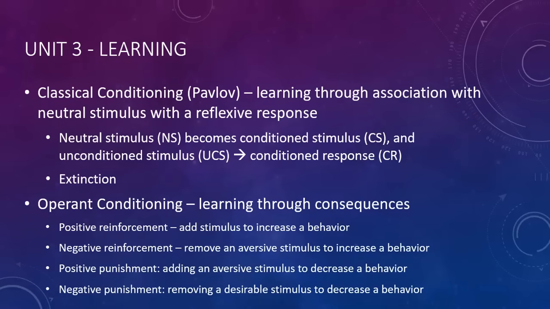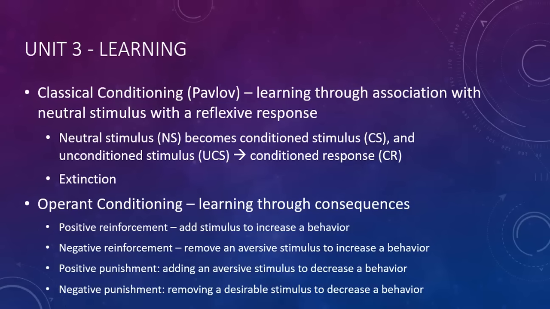All right, also dealing with learning, we have classical conditioning. Of course, you're going to think about Pavlov, learning association with a neutral stimulus with a reflexive response. So again, you're starting with a neutral stimulus that becomes the conditioned stimulus, or CS, and then the unconditioned stimulus, the UCS, will become the conditioned response. And again, extinction will happen when you have the weakening and the disappearance of the conditioned response when the conditioned stimulus is repeated and presented without the unconditioned stimulus.